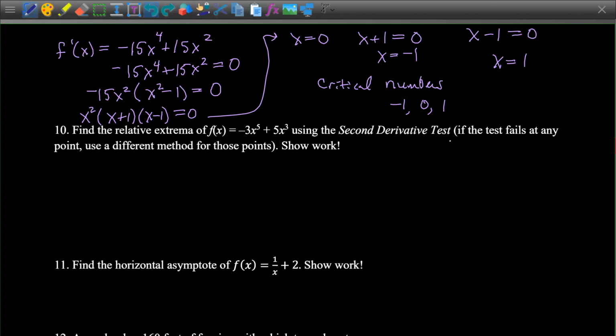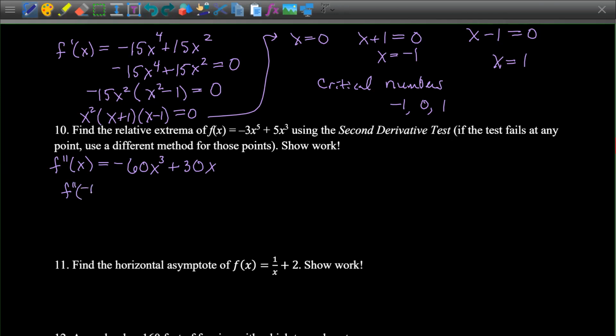So the directions here say use the second derivative test. And we're going to use that on those numbers we just found. So we'll need the second derivative. Here's our first derivative. So the derivative of that is minus 60x cubed plus 30x. And we want to plug in our critical numbers. The second derivative test is a theorem, and it will tell us what to conclude based on whether we get a positive, negative, or 0 out of this.